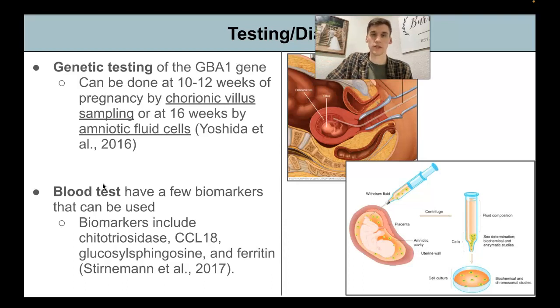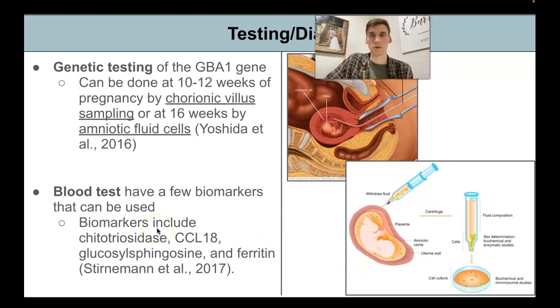So we have the chorionic villus sampling, which once again is dangerous because you have to put a needle or tube into the membrane down there, and that can be very dangerous to the baby. And then at 16 weeks, we can also do it with amniotic fluid testing. Once again, using a needle can be dangerous to the baby.